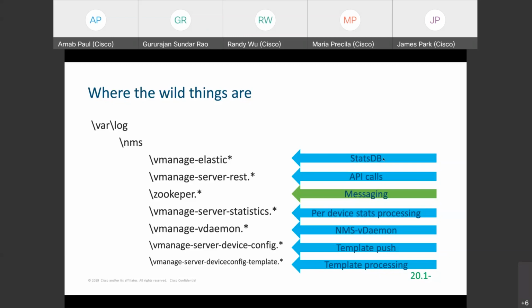But for a standalone, you will always have a vManage elastic. For a cluster, you have to go to a node which you have subscribed for statsdb. Then you go inside the NMS vManage Elasticsearch and see the statsdb logs there. Here you can see the elastic cluster log.